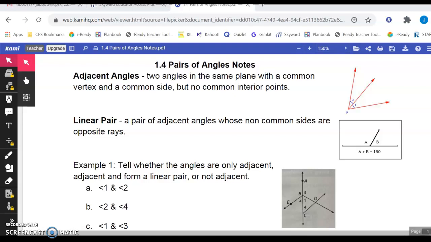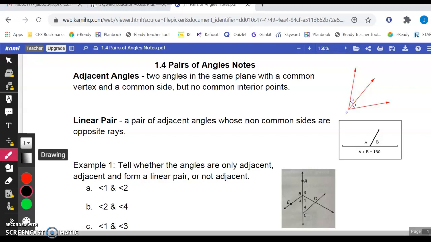Section 1.4 is on pairs of angles. Adjacent angles are two angles in the same plane with a common vertex and a common side, but no common interior points. In this picture, angles 1 and 2 are adjacent because they share the vertex O, and they also share this side of the angle. So they have that in common.